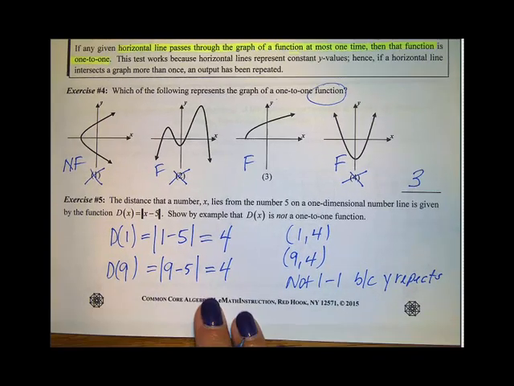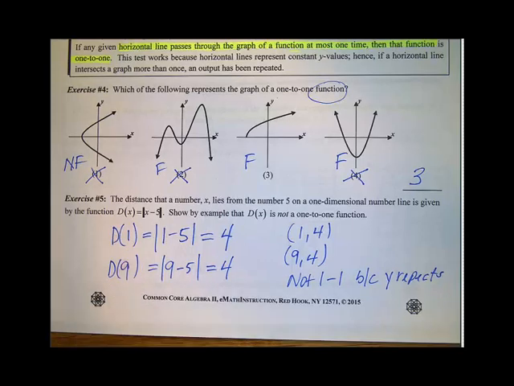Absolute value, if you graphed this, you would notice it passes the vertical line test. It's a function. Its inverse is not a function. Therefore, it's not 1-to-1. If you have any questions, please make sure you ask.